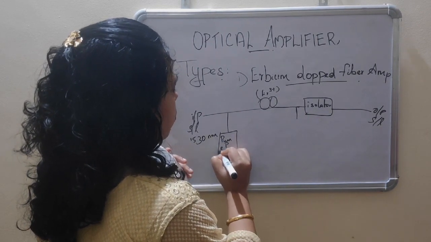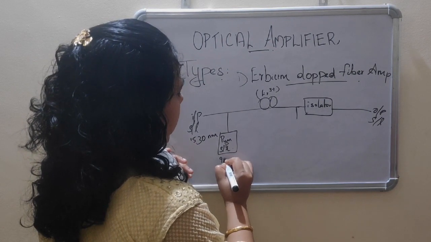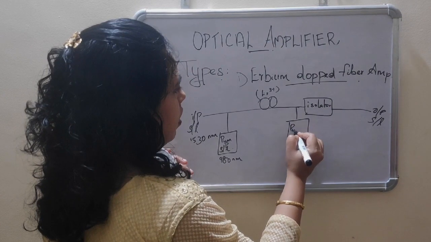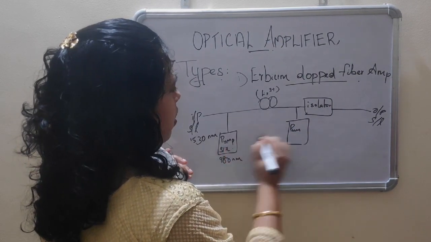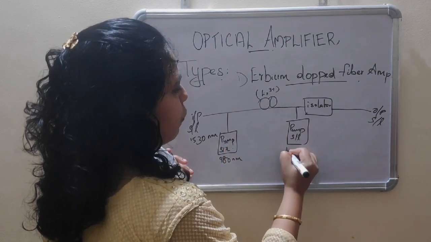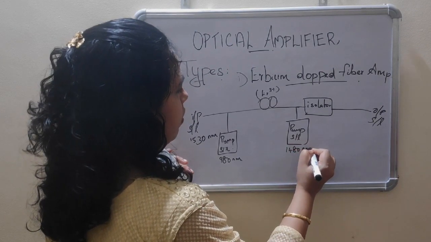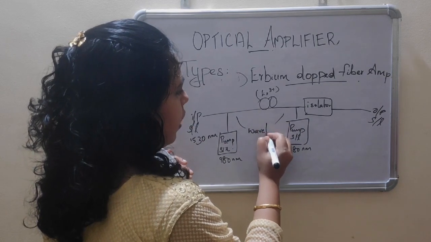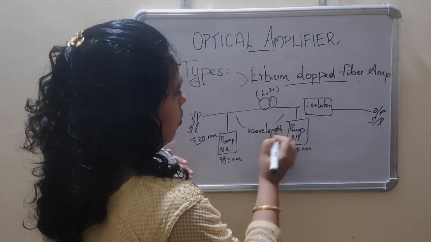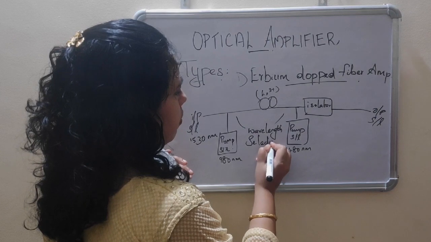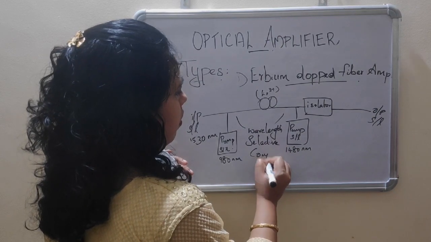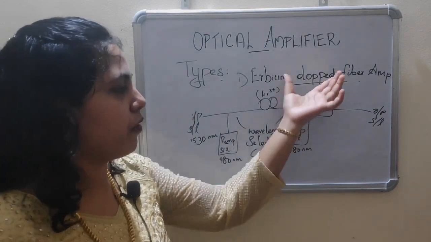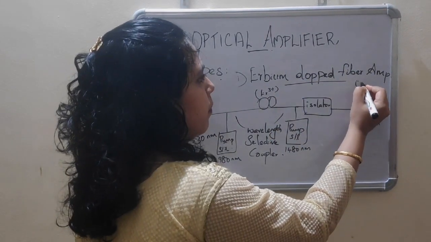Pump signals at the range 980 nanometer and 1480 nanometer, and these two have wavelength selective coupler. Two wavelength selective couplers are used. So these are about erbium doped fiber amplifier, in short EDFA.